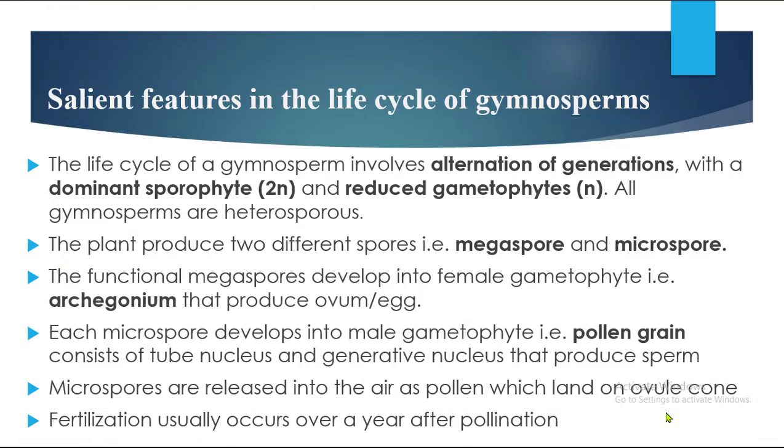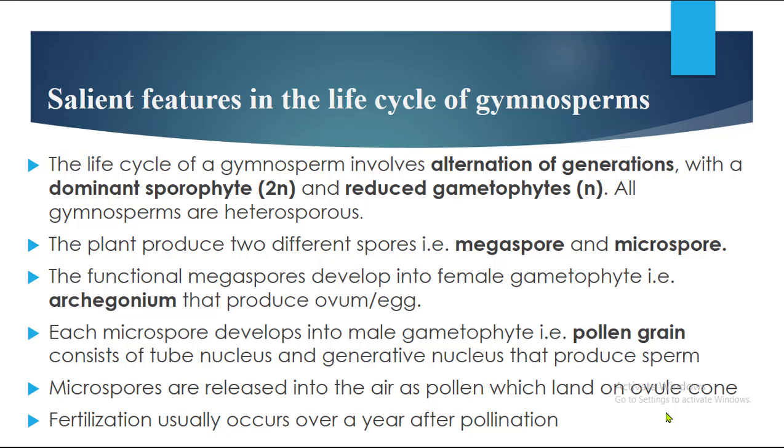Let's start. First SLO is salient features in the life cycle of gymnosperms. You already know what gymnosperms are. Gymnosperm is the group of plants which have naked seeds and they are the evergreen plants. So their life cycle involves alternation of generation. You all know what alternation of generation is.